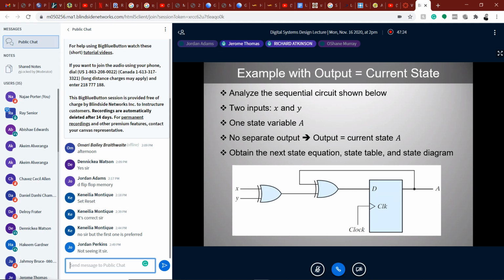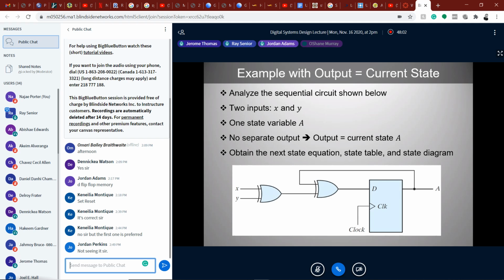All right, so I hear a whole lot of different things, and it sounds as if you're heading towards the correct thing, but I'm not hearing everything all at once. So somebody just tell me what is the equation for A next, the next state. A XOR X XOR Y. Say that again. A XOR X XOR Y.